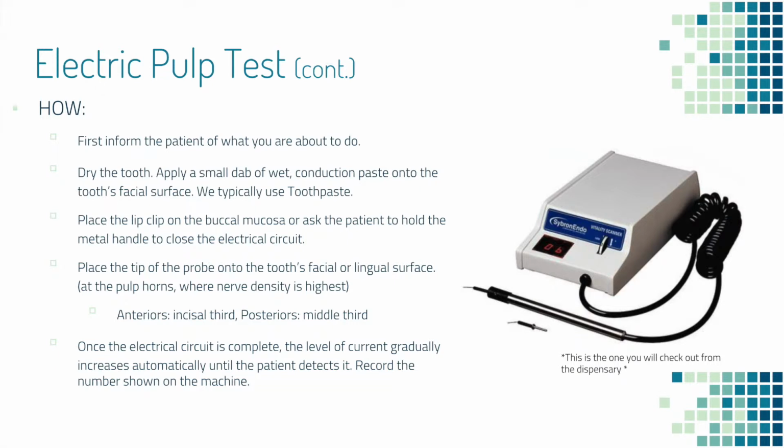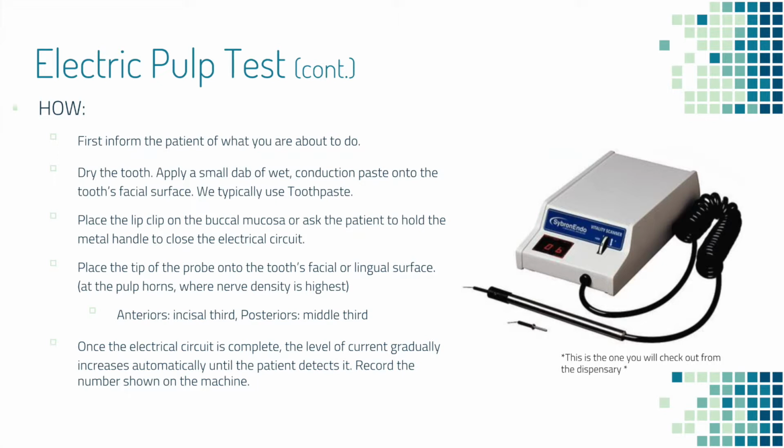You're going to dry the tooth completely and apply a small dab of conduction paste onto the tooth's facial or lingual surface. Typically we use toothpaste. Then you'll place the lip clip on the buccal mucosa or ask the patient to hold the metal handle to close the electrical circuit. Place the tip of the probe onto the tooth's surface where the toothpaste was placed.